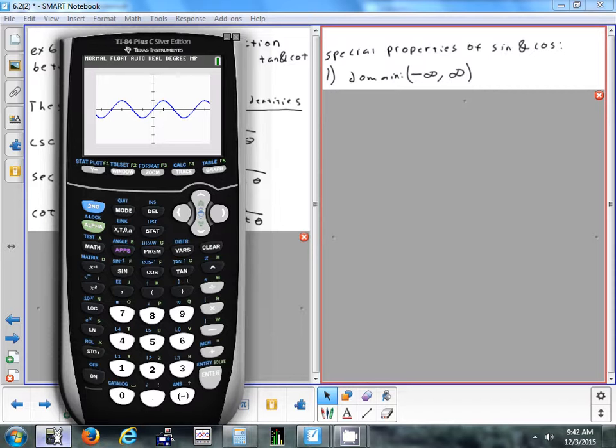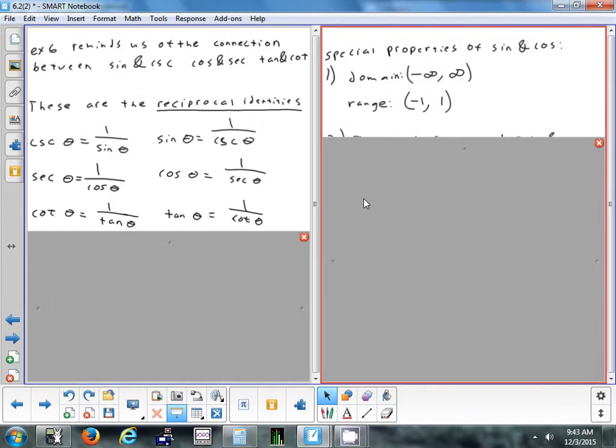And how high does it look like this is going? 1, and how low? Yeah, negative 1 to 1. The other trig functions are totally different, so we're not going to talk about those today.